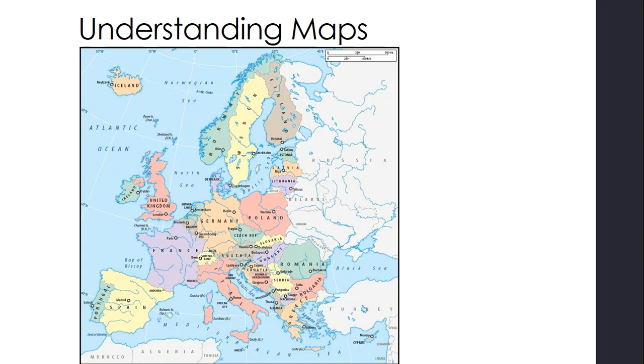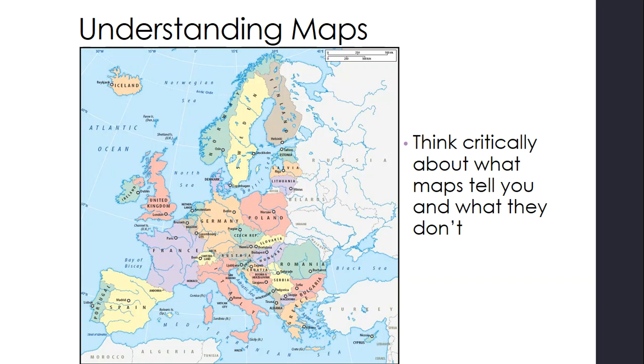We're going to talk about different types of maps, as well as some mapping technology for the second half of this chapter. And so what we want to do initially is just to be able to understand maps, how they work, and we want to be able to think critically about what maps tell you and what they don't tell you. So here is a map of Europe, which seems pretty straightforward.